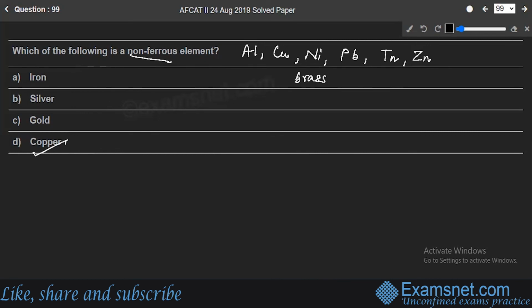Metals or alloys that do not contain iron, that is ferrite, are called non-ferrous metals. Examples are aluminium, copper, lead, tin, and all that. So copper is the correct answer to the question, option D. Let's move to the last question for today.